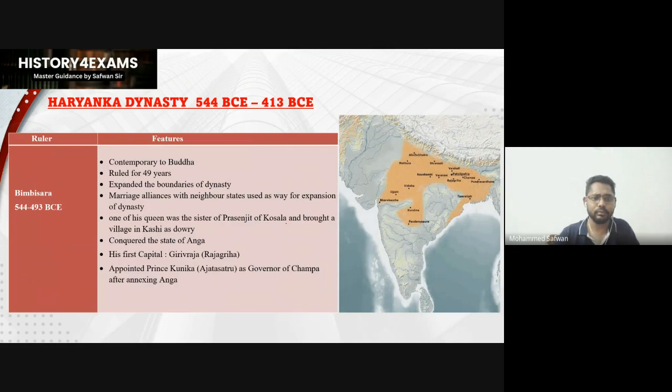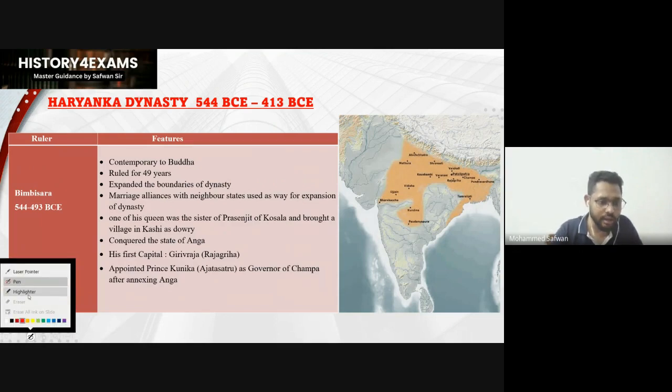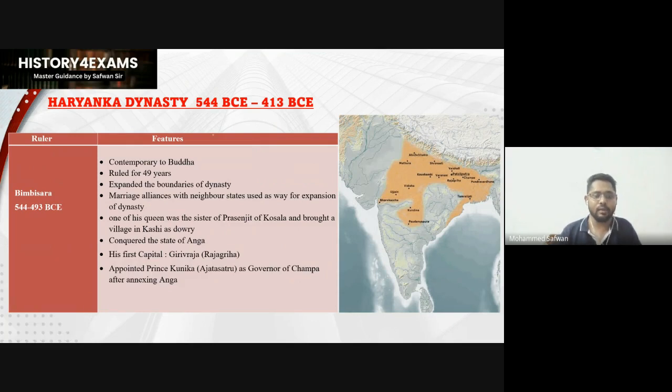Okay. So first we are going to talk about the Haryanka dynasty. As we discuss this dynasty, you first have to understand the period: 6th century BC, and the period is 544 to 413 BC. So this is the general period. When you consider the map of the country, you can see some regions such as Rajagriha, Padaliputra, Vaishali. These locations are somewhat important, but how do you have to study this map?